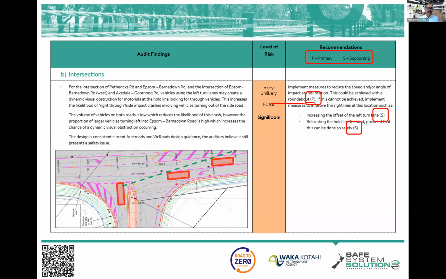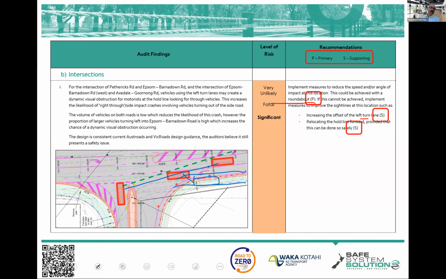So we say, if this cannot be achieved, implement measures to improve the overall sightlines of this location, such as increasing the offset of the left turn lane. That's a supporting treatment. Relocating the hold line forward, provided they can be done so safely. But if we were to increase the offset of the left turn lane here, right? So we push the left turn lane down to here. And then that vehicle is now offset, sitting in there. That's opened up the sight lines. Okay, we've probably met our sight distance requirements.